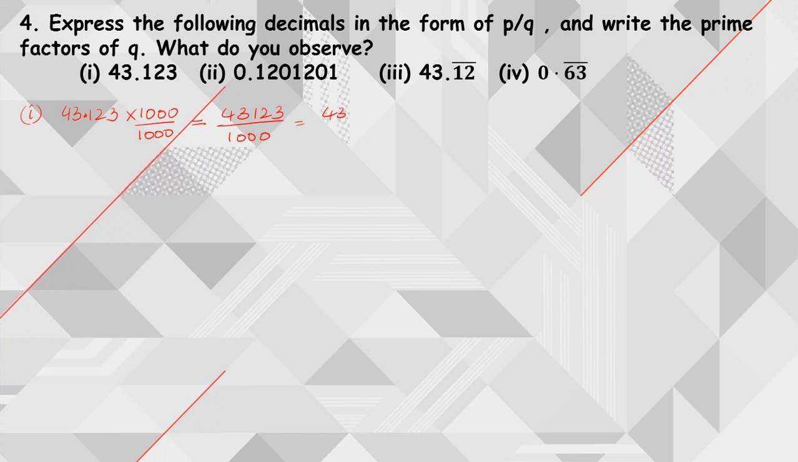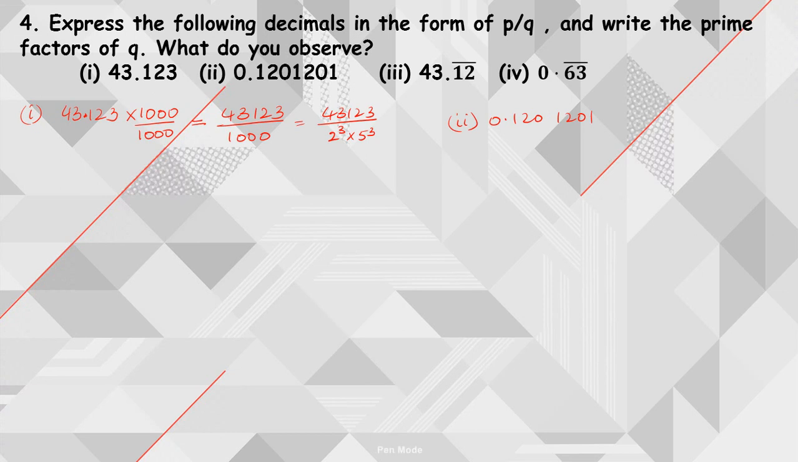Now, 43123 divided by 1000 can be written as 2 cube into 5 cube, right? Next, moving on to question number 2. So what is question number 2? So 0.1201, sorry, one extra.